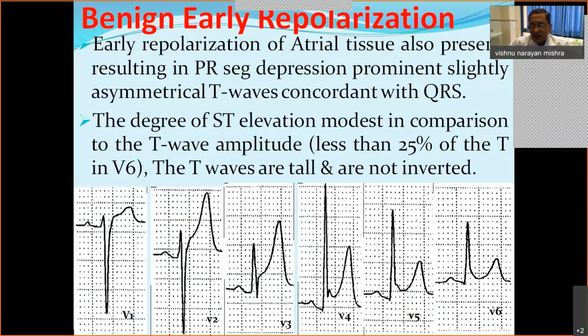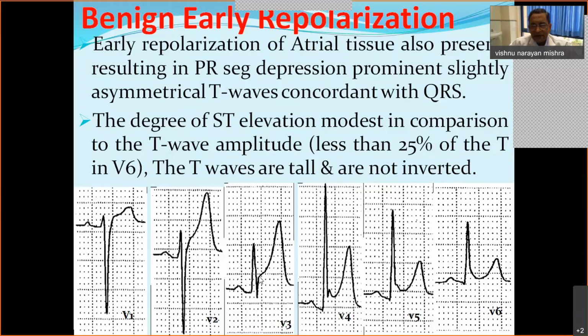Asymmetrical T waves which are concordant with the QRS. Concordant means on the same side where the QRS is. This is the concordant T wave. The QRS is here and the T wave is here. This is again a concordant T wave. Discordant means if this T wave polarity would have been opposite to the QRS, then this would have been a discordant T. The degree of the ST elevation is modest in comparison to T wave amplitude, less than 25% of the T in V6. The T waves are tall and they are not inverted.